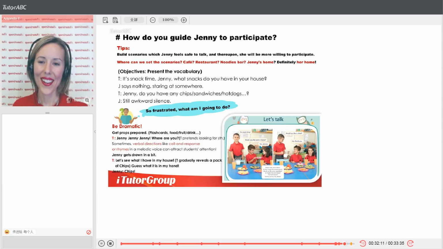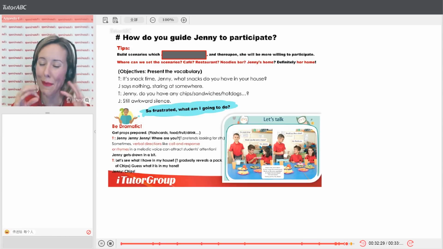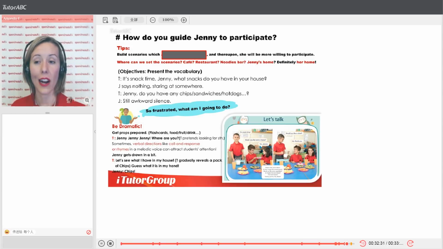Okay, so when we have a Jenny in class, please make sure to create an environment where she feels safe. And she may not want to be challenged too much. She wants to stay in her safe zone. She doesn't want to be corrected too much. She doesn't want to make mistakes. That's hard on her ego. She already feels down on herself.